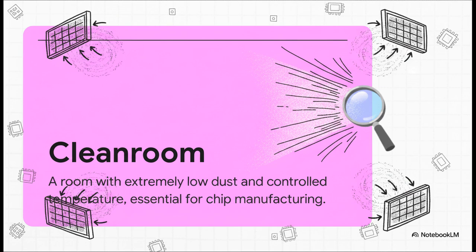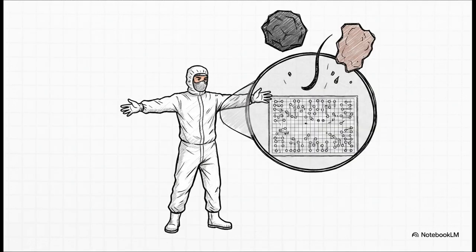Now, where does all this magic happen? It can't be just any old factory floor. This whole process takes place in one of the cleanest places on Earth, a clean room. And this isn't just a tidy office. We're talking about a place where the air itself is constantly filtered to remove particles 1,000 times smaller than a human hair. And that's exactly why you always see workers in those famous bunny suits.